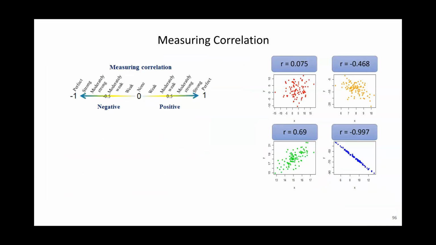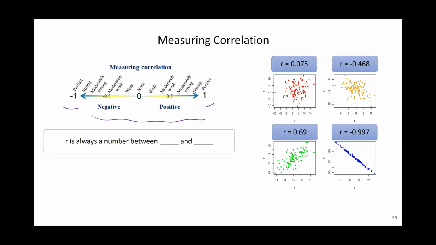Okay, now for measuring correlation. The values range anywhere from -1 to +1. Usually they're not going to be exactly equal to -1 or exactly equal to +1. It can happen, it's pretty rare. Usually it falls somewhere in between. So it's always between -1 and +1.